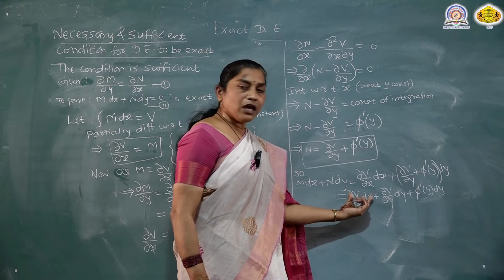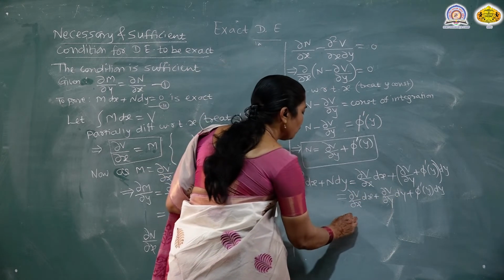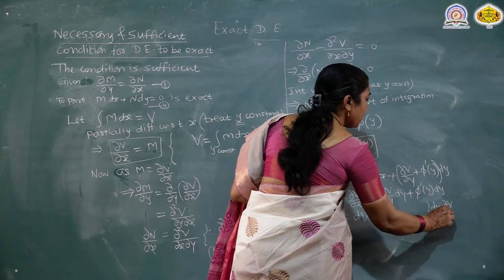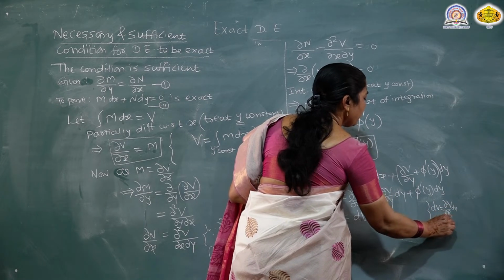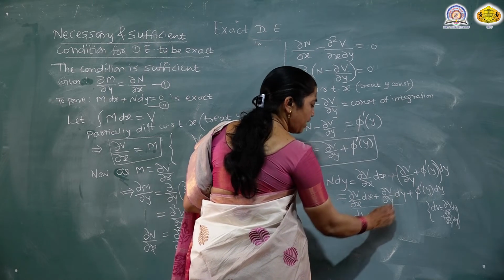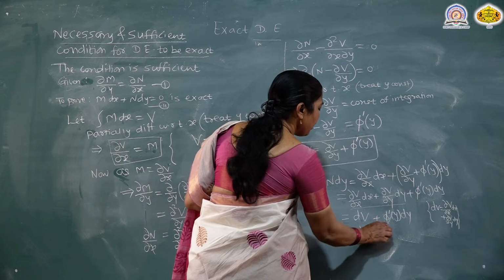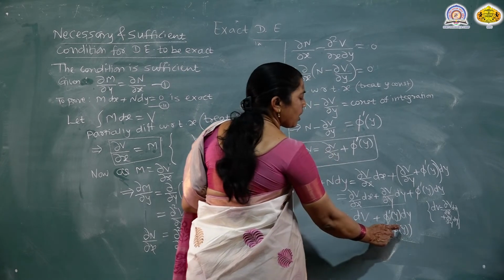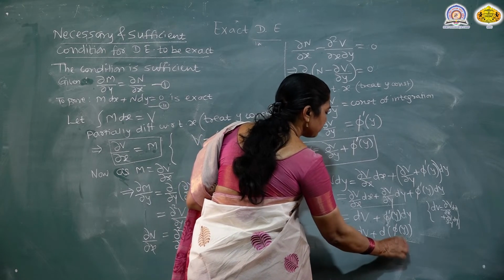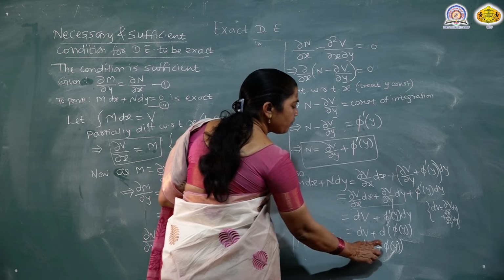Observe this part. From calculus we know that ∂v/∂x dx plus ∂v/∂y dy is nothing but the total derivative. So this is nothing but dv, because we know that dv is nothing but ∂v/∂x dx plus ∂v/∂y dy. Therefore this part becomes dv plus φ'(y) dy, which can be written as the derivative of φ(y). The derivative of φ(y) is φ'(y) dy. So this total can be written as d of v plus φ(y). Observe that m dx plus n dy can be written as d of v plus φ(y).